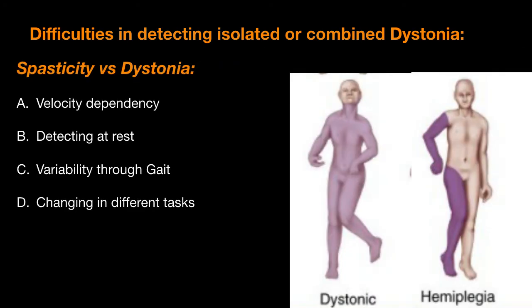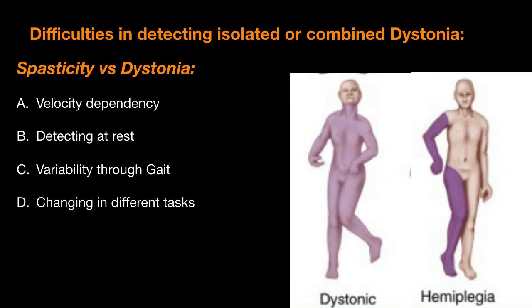There are a few clinical points in differentiating spasticity from dystonia. First of all, spasticity is velocity dependent. When examining the patient's tone, spasticity increases with velocity. In contrast, dystonia does not. You can find spasticity at rest. This is not common in dystonia. Dystonia increases by voluntary movement, and you cannot see it at rest.